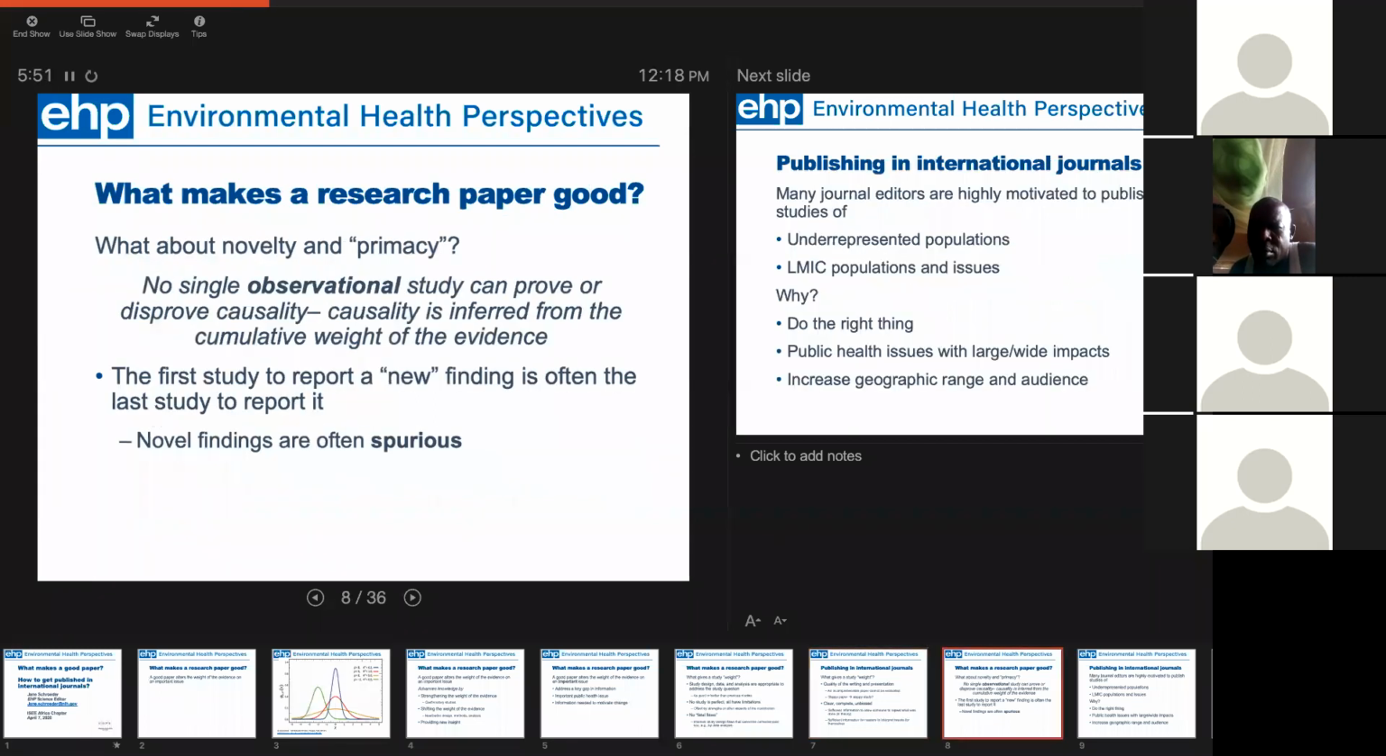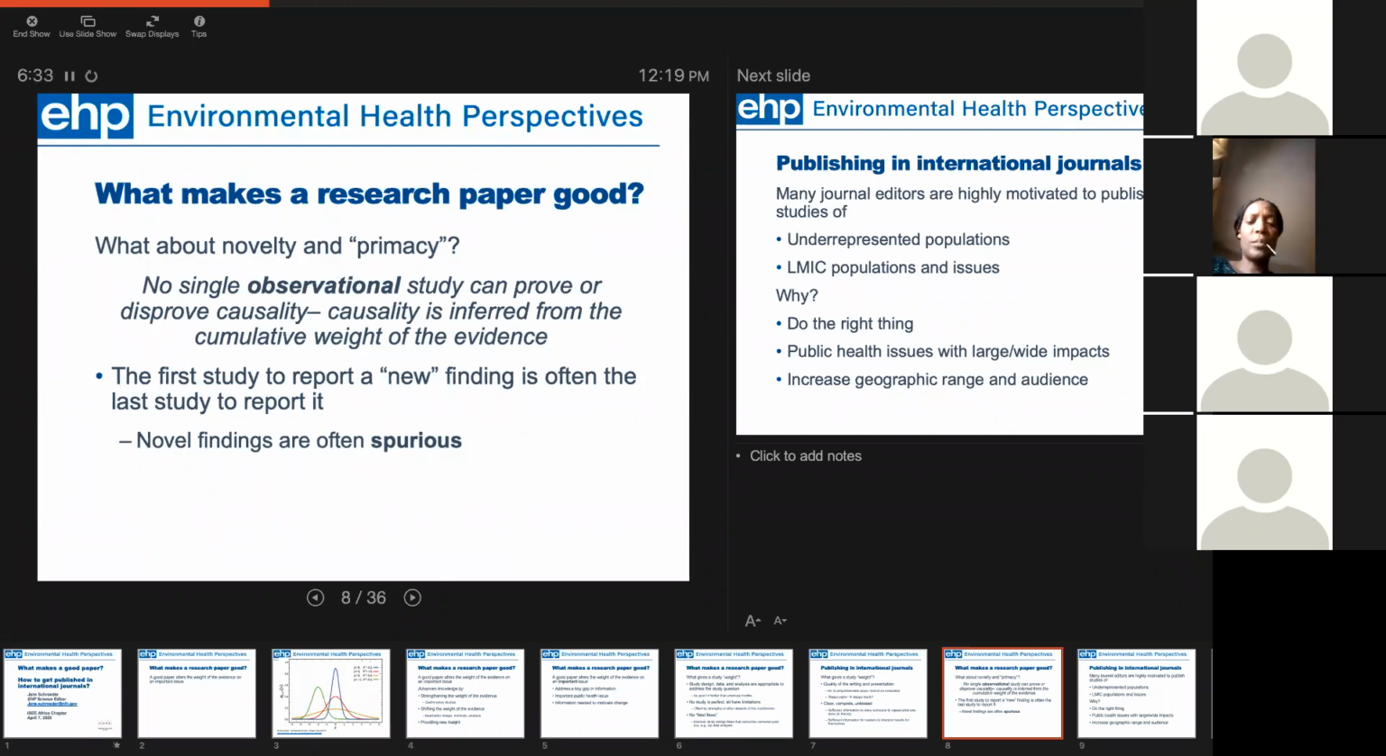All right. So a lot of people worry about whether a paper, or a study, is novel, or if it's the first study to ever show something. And this could be an issue if you're doing a confirmatory study. So often papers from low and middle income countries are repeating something that's been done someplace else. Is that a concern? And again, since no single study can prove or disprove causality, it's not a bad thing to be confirming other results because you're helping contribute to the weight of the evidence.